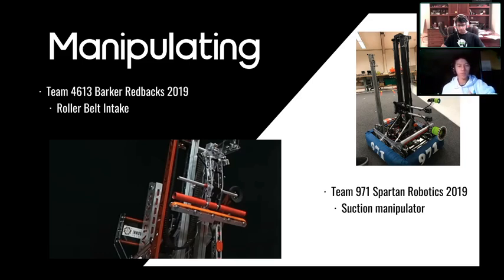And then on the left, the Spartan Robotics Team 971 in 2019, they had a suction manipulator. This was a really unique design, and it was really interesting. They could suction onto the cargo balls and the hatch panels to score.